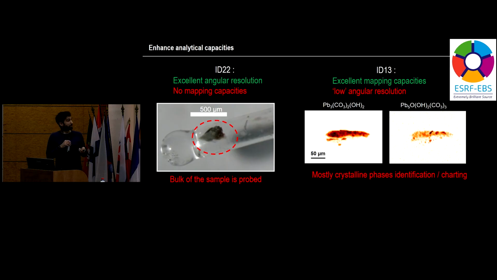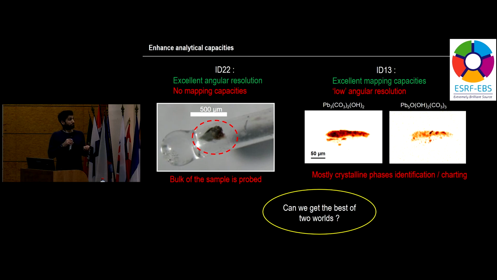Okay, and finally, what I found the most interesting part for me is the question: can we get the best of two worlds? So basically, I'm used to working with high angular resolution on ID22, where you have obviously this state-of-the-art synchrotron data, but you have no mapping capacities, meaning that I map an entire sample. On the opposite, for example, on ID13, we have those excellent mapping capacities, and soon they will be extremely fast, but the angular resolution is quite low. So what you can do is perform some identification and charting of your different crystalline compounds, but that's about it.